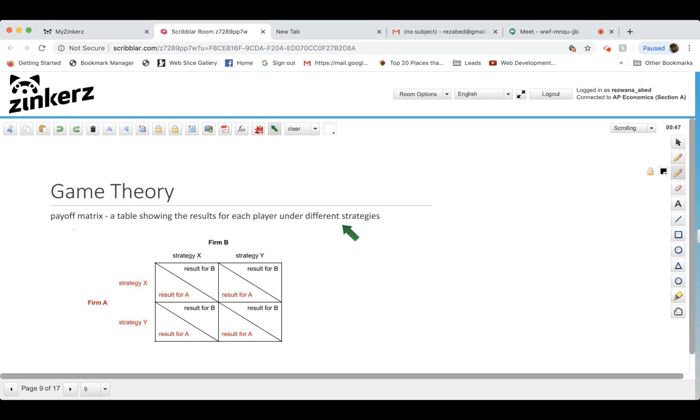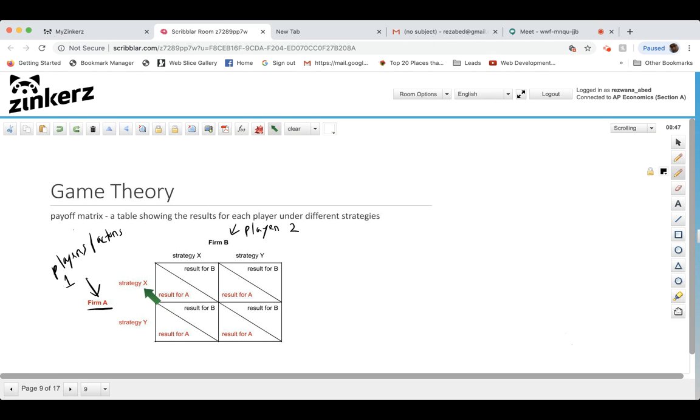I'm going to tell you what all of this means. Look at the top. We have something called farm A and something called farm B. These two are your players or actors. Farm A is one player. Usually the one on the left side we call player one, and the one on the top we call player two. Most likely you'll see "player." So player one is farm A, player two is farm B.